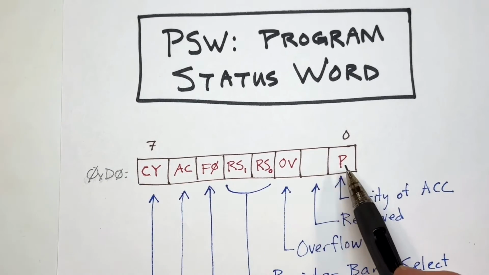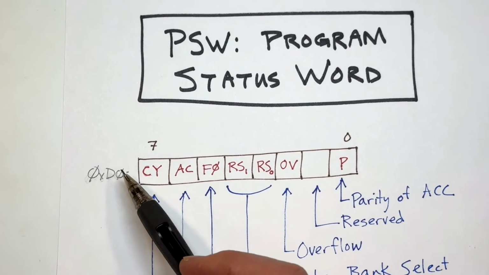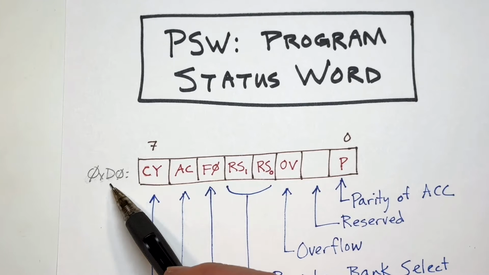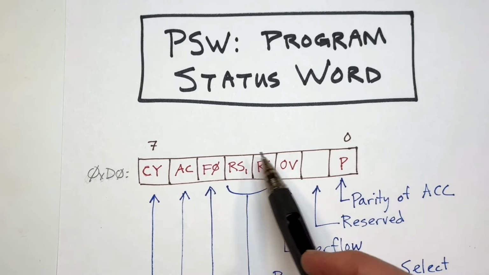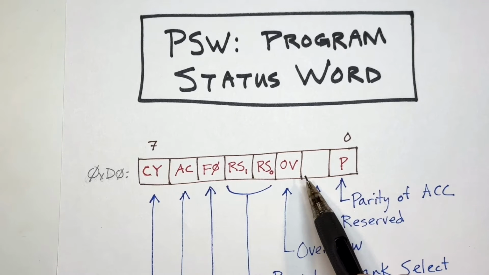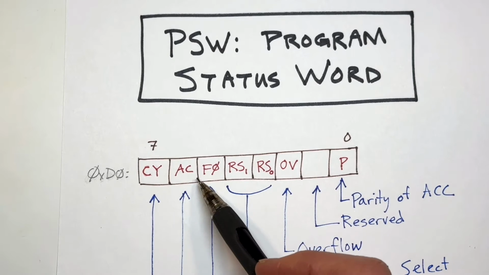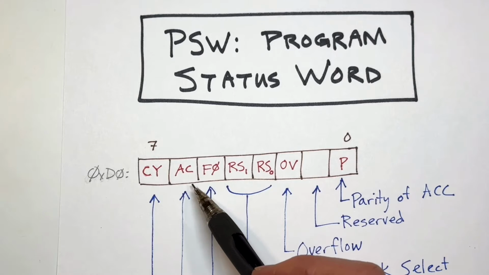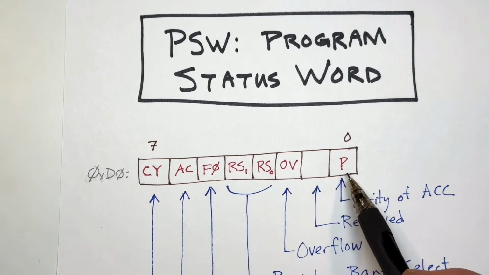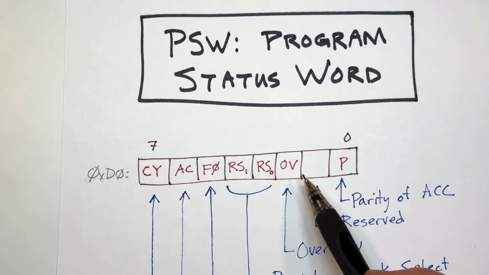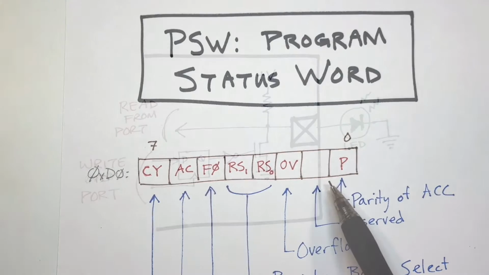This register is one of the special function registers. It happens to be located at address D0, and it's also one of those locations that can be addressed with the bit addressing mode, which means you can set and test individual bits within the register individually, so that's convenient.